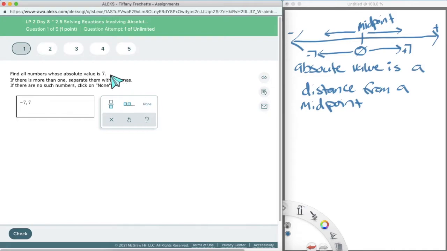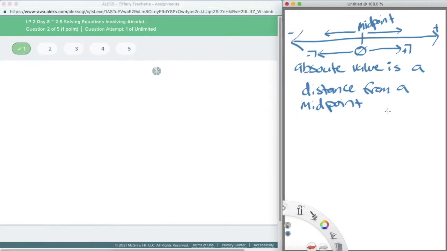I do want to bring up the fact, since none is an option here, I haven't seen it come up, but it very well could. You'd only have none if it said, what is the absolute value of a negative number? Well, that means we're not doing a distance anymore, because a distance can't be negative. So remember, this is asking, find the numbers whose distance, absolute value, is 7. Well, if it was a -7, that wouldn't work. You wouldn't have a -7 distance. I'm moving either right or left. So as soon as you see negative, that would be the none. All right, let's keep moving here.